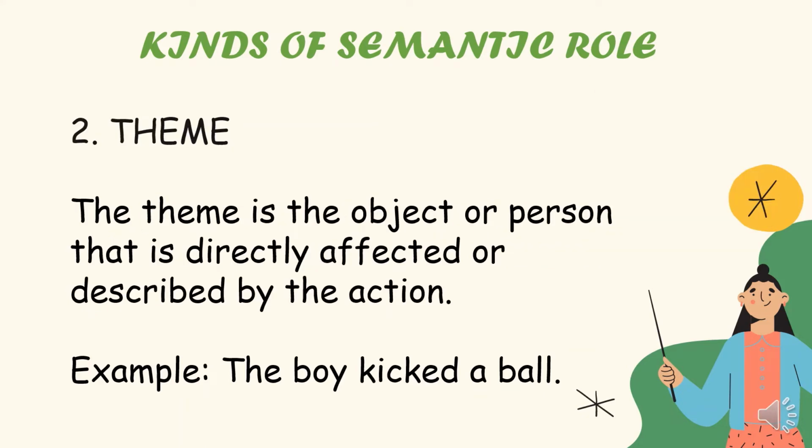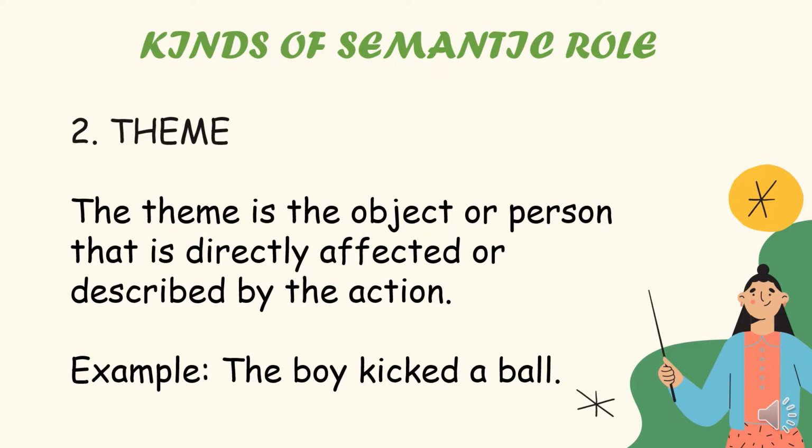Theme. The theme is the object or person that is directly affected or described by the action. For example, the boy kicked a ball. In this sentence, the ball is the theme, or the object that is directly affected or described by the action.